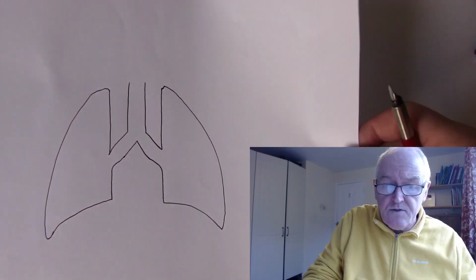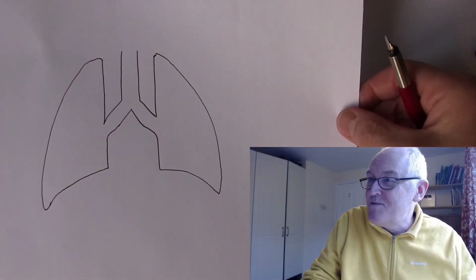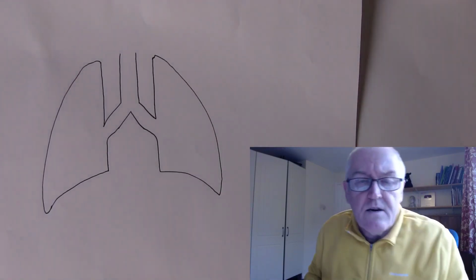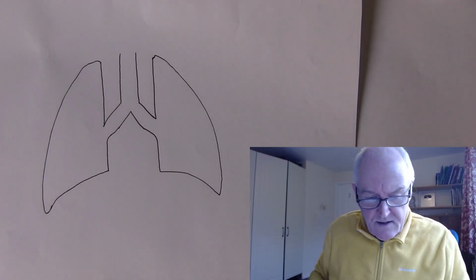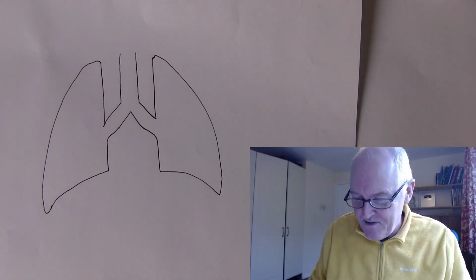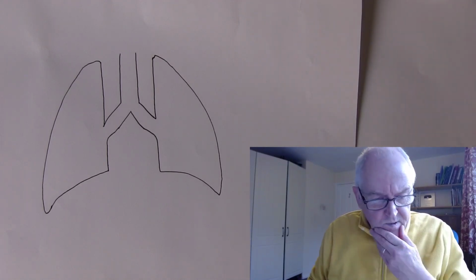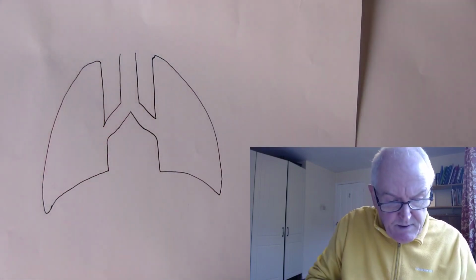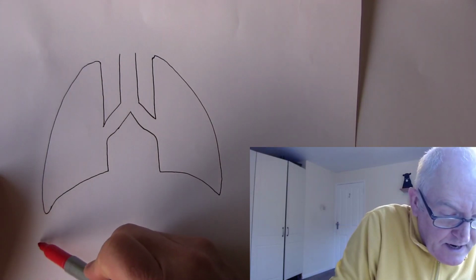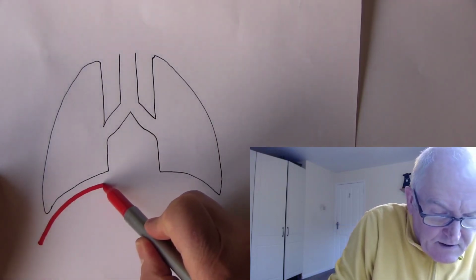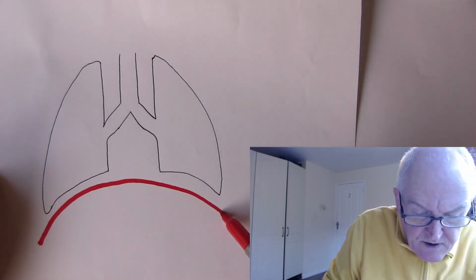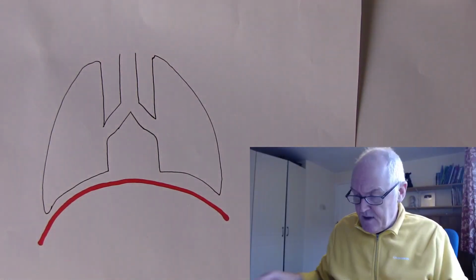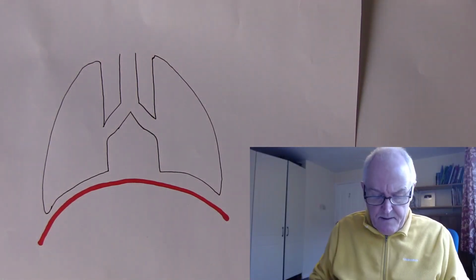So I've just sketched out some lungs here. Now, if you're going to take these videos seriously, you've got to draw the diagrams yourself. Now, this is the thoracic cavity here, and the abdominal cavity is below. And these are separated from each other by this large sheet of mostly skeletal muscle called the diaphragm. That is the diaphragm there.